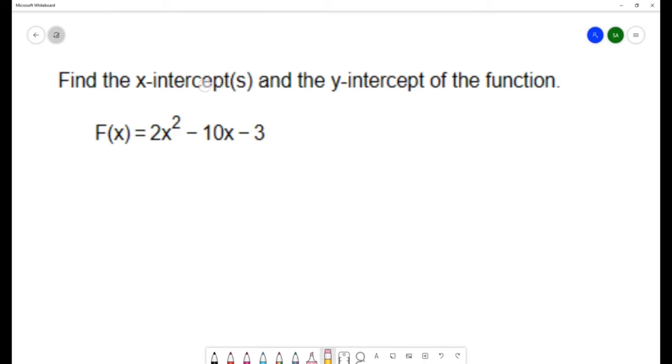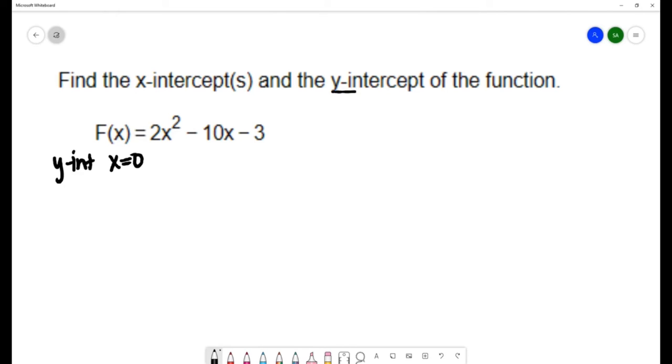Find the x-intercepts and the y-intercept of the function. We have the function f(x) = 2x² - 10x - 3. I'm going to start by finding the y-intercept. It's usually a little bit easier. We can find a y-intercept by letting x equal 0. So let's pause there and say why.